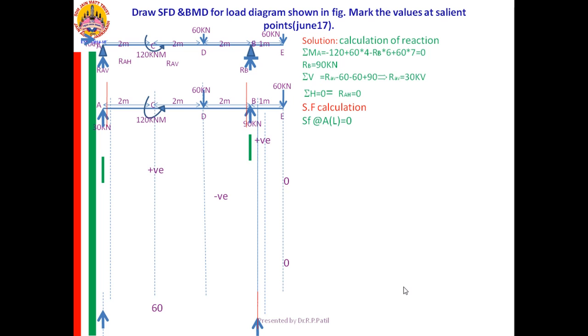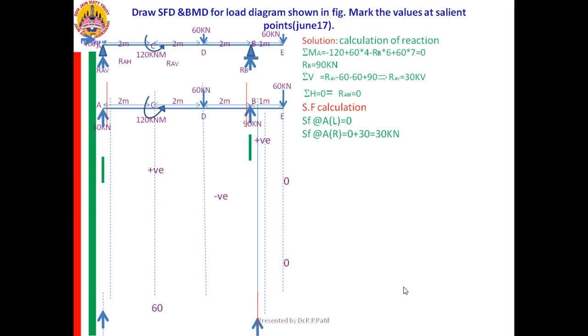How is it acting? It is acting in the upward direction on the left part. Therefore, whether it is plus or minus, it is plus. Therefore, SF at A right is equal to 0 plus 30, that is equal to 30 kilonewton.